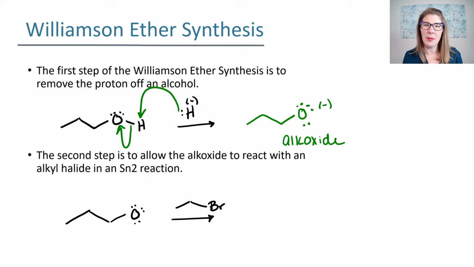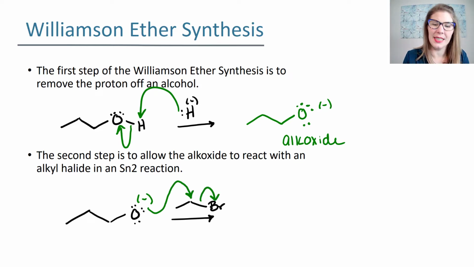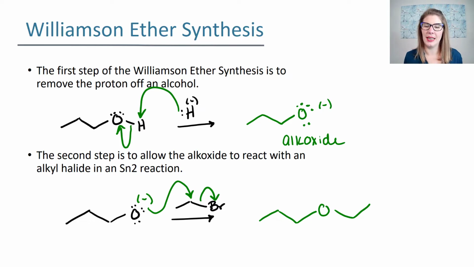The second step of your Williamson ether synthesis is to have this alkoxide, which remember has a negative charge, attack the alkyl halide in an SN2 reaction. Remember that this is backside attack, but in this particular case, it doesn't matter because you're not creating a chiral center where you would be able to illustrate the backside attack. You just want to make sure that you're counting your carbons and you're not adding too many or too few. And so now look at the end, we have our ether.